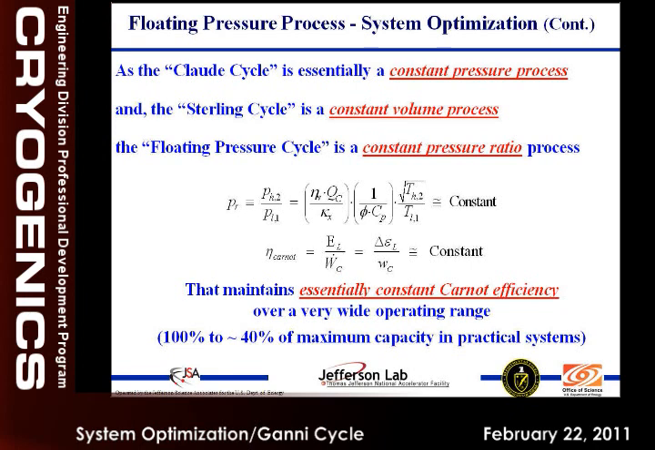Basically, what it boils down to is the pressure ratio. A Claude cycle is a constant pressure cycle. A Stirling cycle is a constant volume cycle. A floating pressure Ganni cycle is a constant pressure ratio cycle. This is the difference between the other cycles. The pressure ratio is constant because it follows this law. And by following that law, we end up with a constant efficiency for any charge.